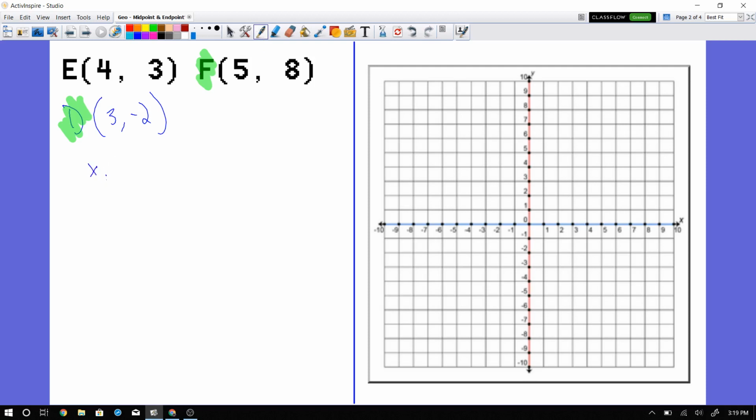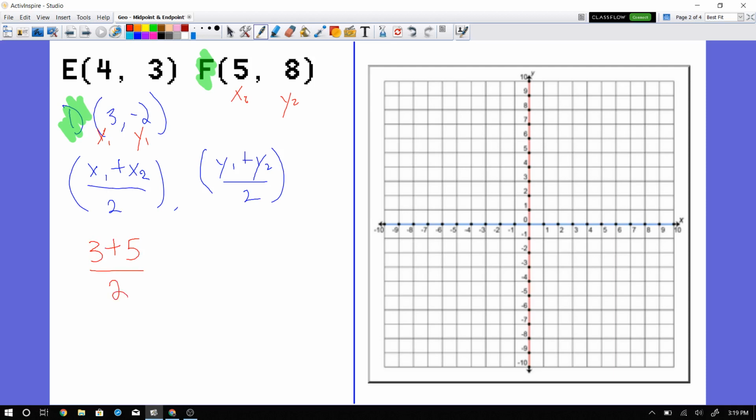So it'd be x1 plus x2 divided by 2, y1 plus y2 divided by 2. All right, now we just start plugging stuff in. I'm going to start by labeling everything. Practice what you preach. X2, y1, y2. So that's going to be 3 plus 5 divided by 2, and that is 8 divided by 2, which equals 4. Oh, look at that, 4.